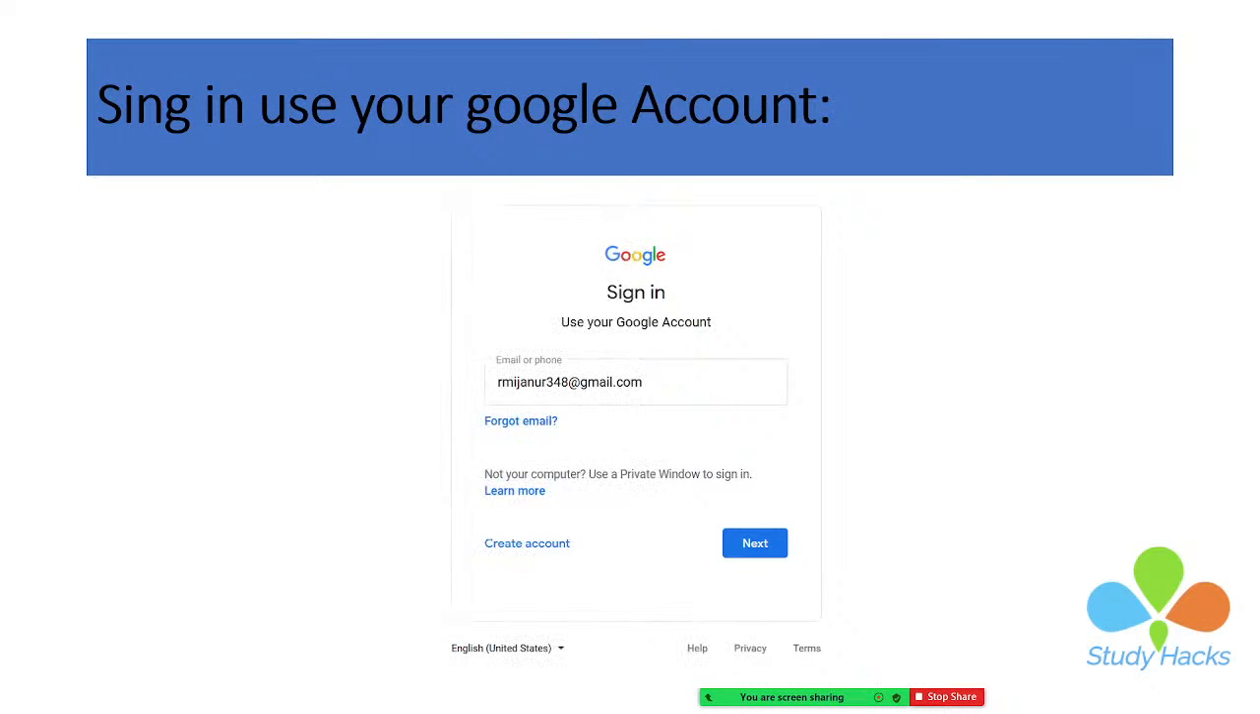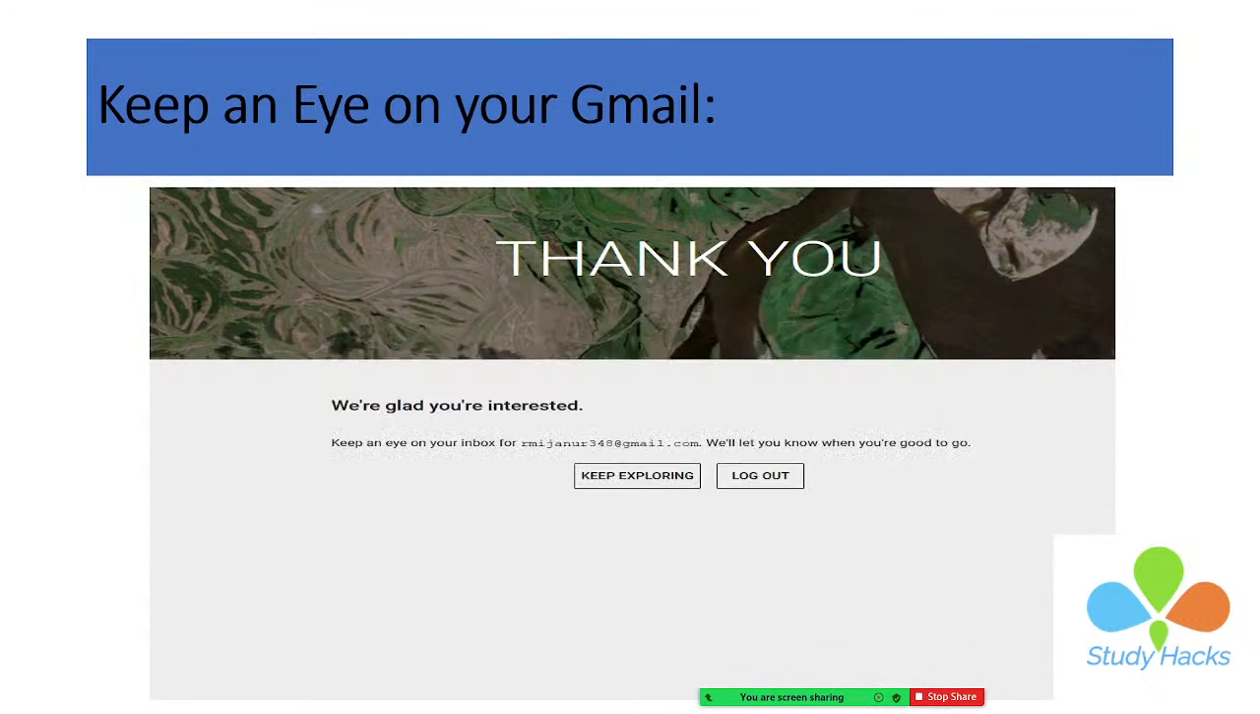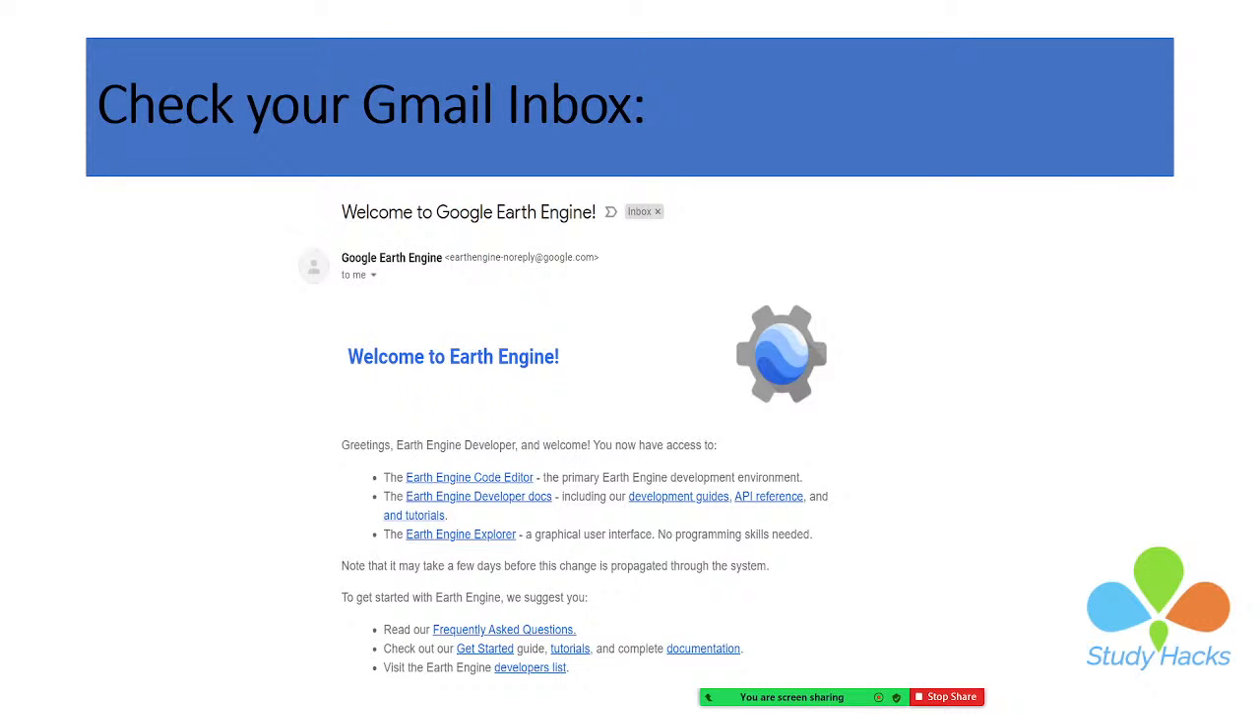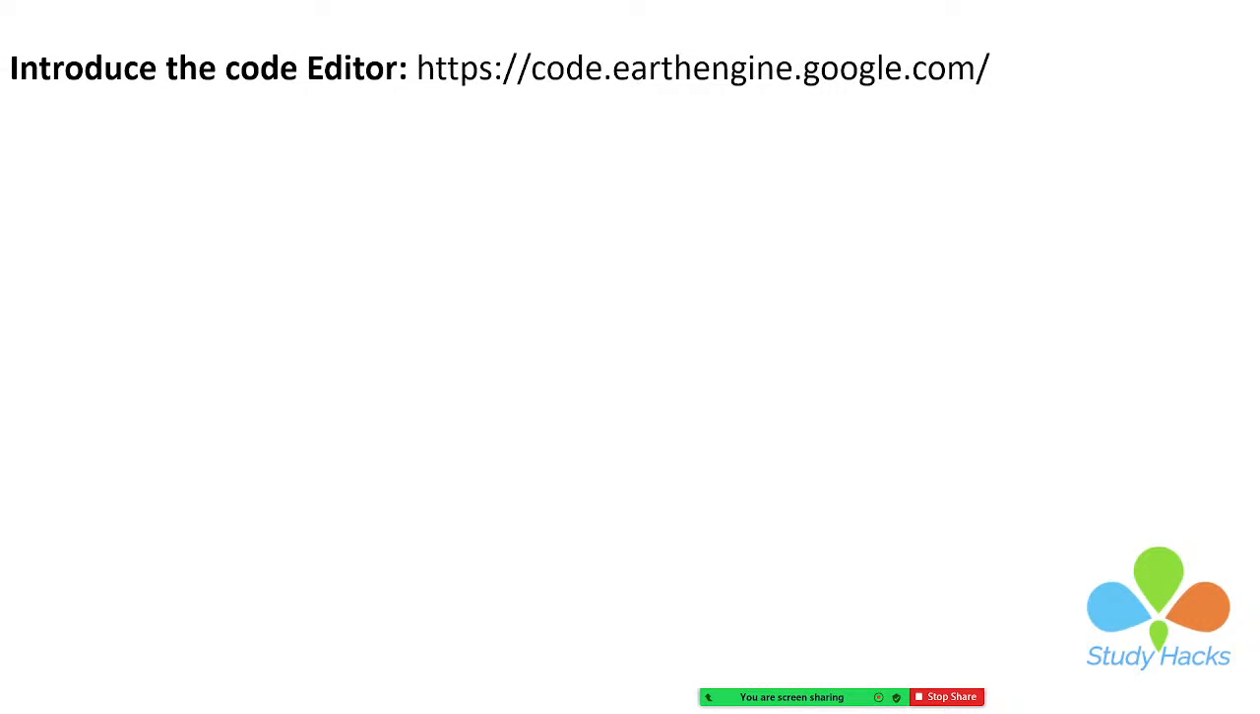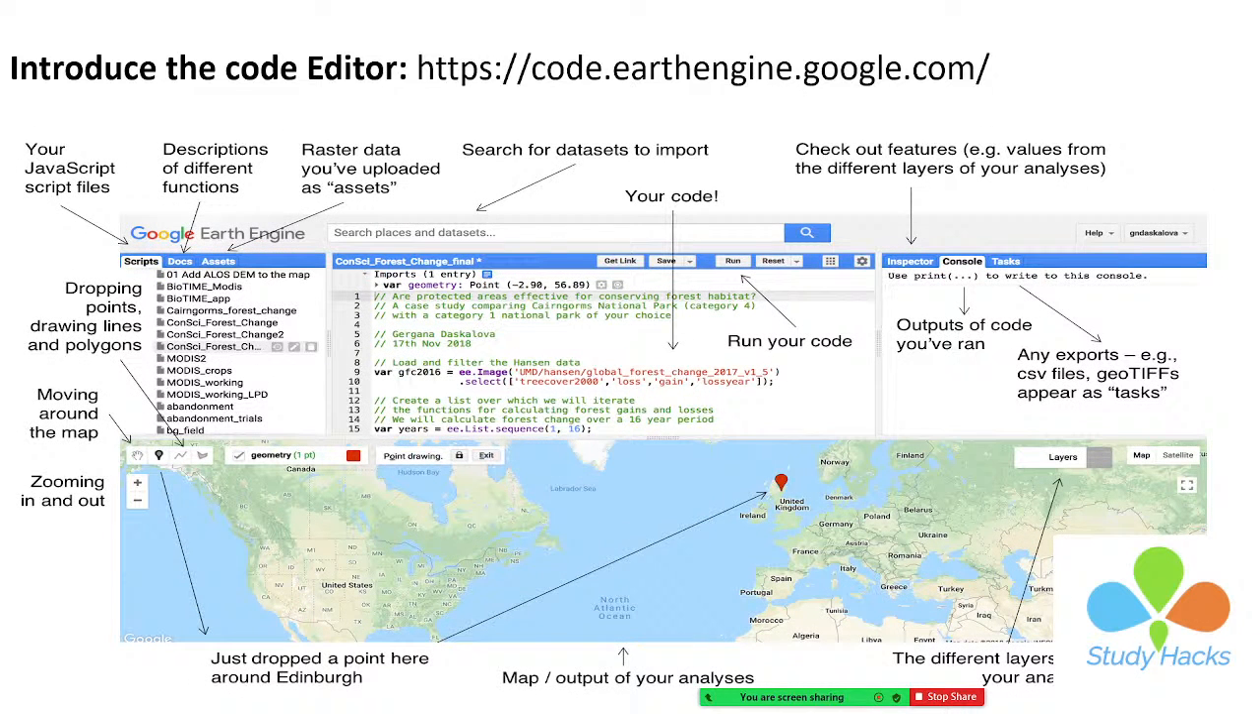Next, I will discuss how we can start this tool. Here you can see the registration process, which we already completed, so I will skip this part and move forward. You get a message like this in your Gmail, and you can simply click on the Earth Engine code editor. When you click there, you get a link, code.earthengine.google.com, and here you can see the interface of your Earth Engine code editor. Here we can write our code and get the result.